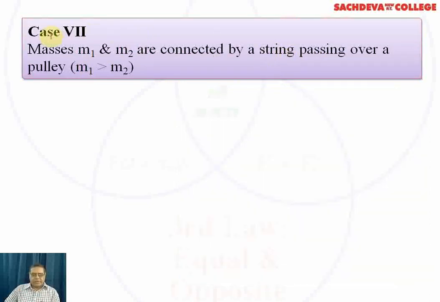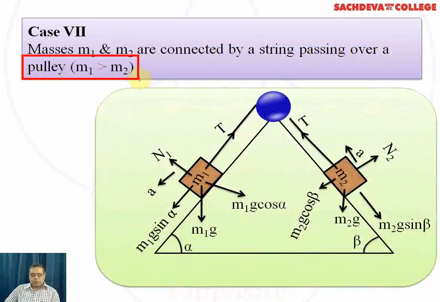Now we come to case number 7. Masses M1 and M2 are connected by a string passing over the pulley, and our assumption is M1 is greater than M2. So now in the figure, again the same thing is there. We have taken two components, M1G sine theta and M1G cos theta. However, we are taking alpha, so instead of writing theta, we should write alpha.